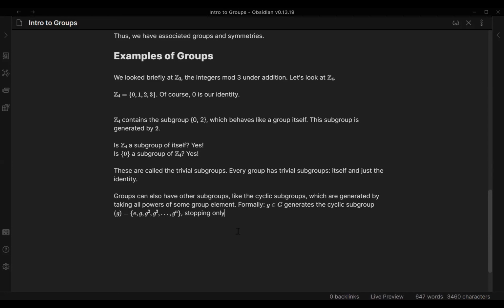when should we stop? When things start to repeat, right? Exactly. g to the n, this should be, g to the n plus 1 is already in the list. And so, are we always guaranteed that this is finite when G is finite? What do you guys think?